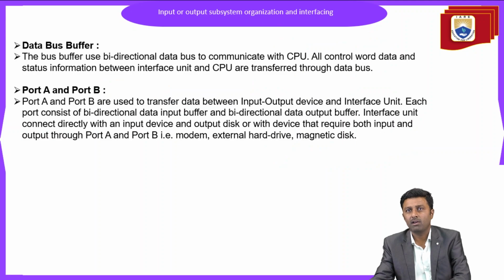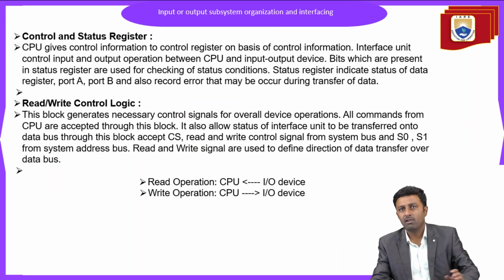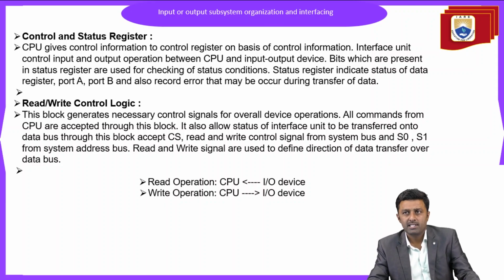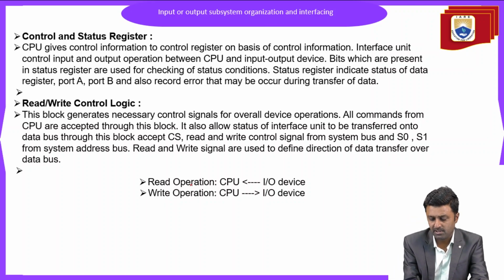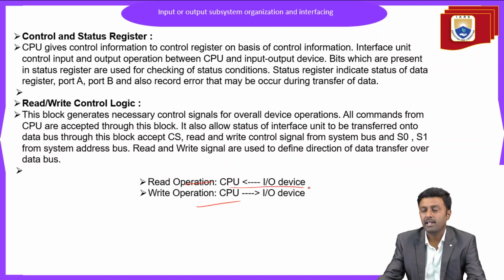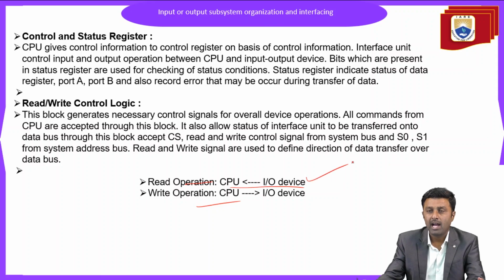Then the read-write control logic. This block generates the necessary control signals required for read and write operations, and all the commands from the CPU are taken with the help of this read-write control logic. It allows the status of the interface unit to be transferred onto the bus. Here are examples of read and write operations from the CPU. The read operation means whatever data is present in the CPU will be accessed with the help of IO devices.